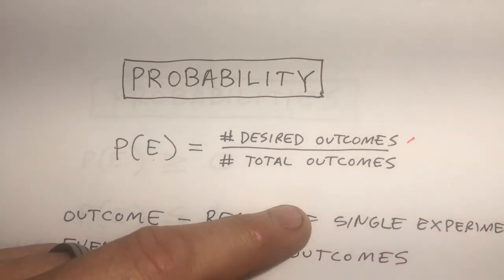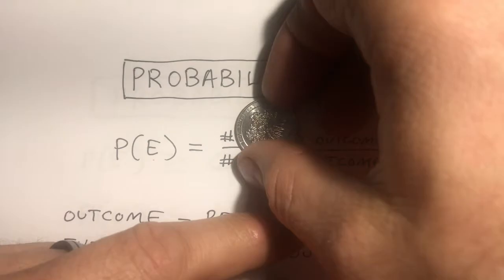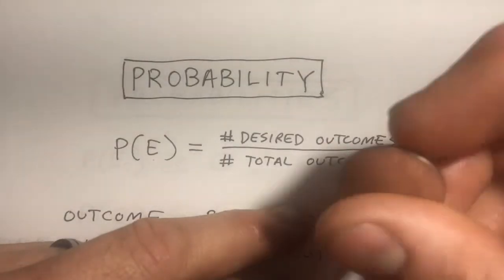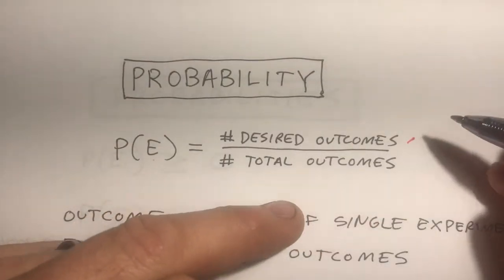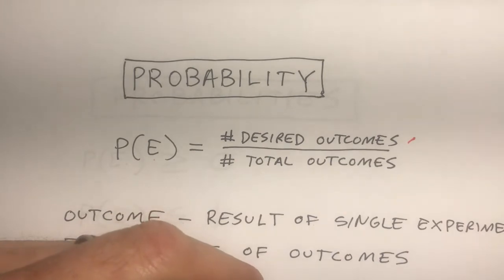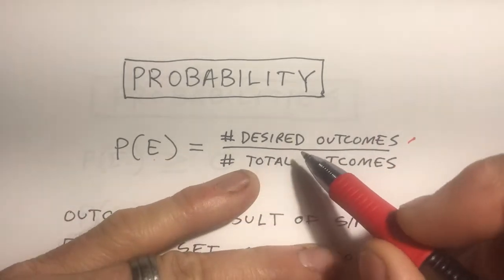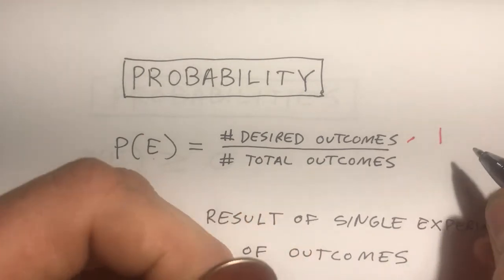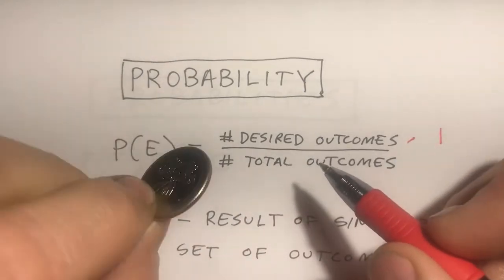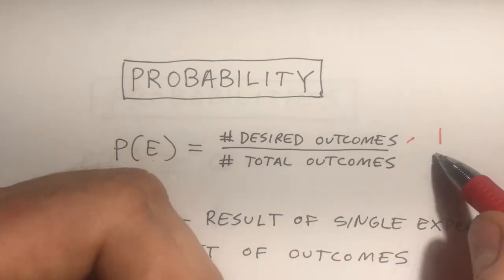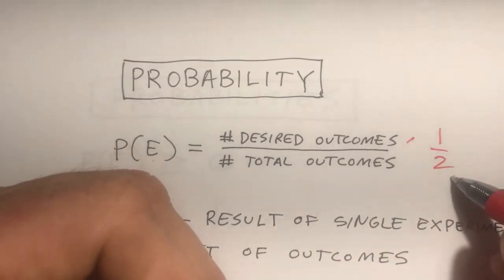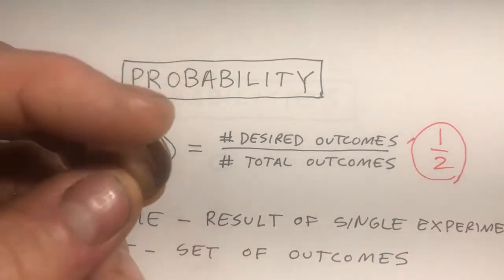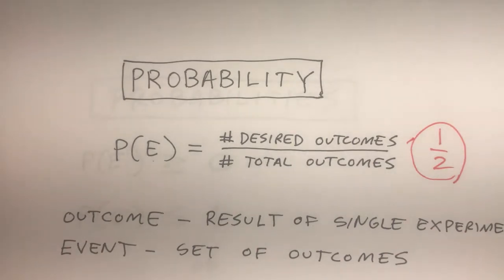All right, so we can look at that as in this quarter right here. If I'm going to flip this quarter, and I call heads, the number of desired outcomes on this coin, there's one head. So this would be 1. The total outcomes, well, we have a head and we have a tail, so there's 2 total outcomes. So this is my probability of flipping this coin and getting a head.